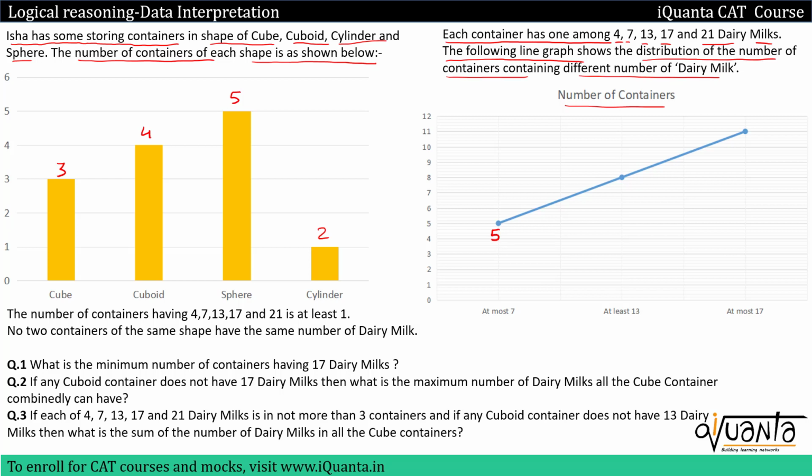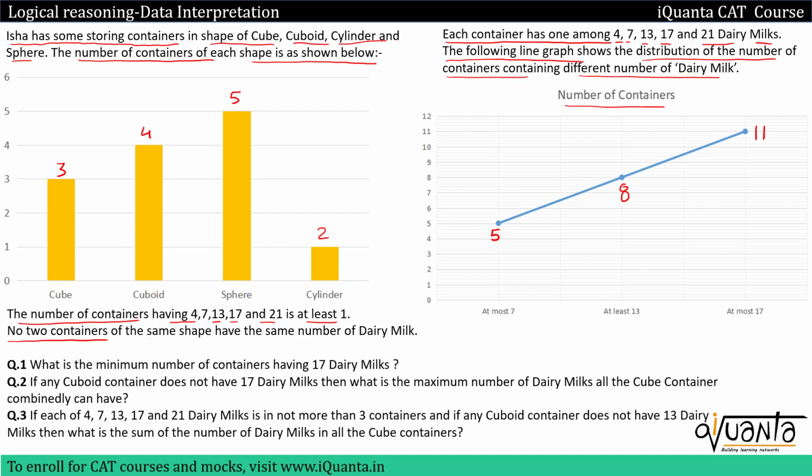So 5 containers have at most 7 dairy milks. Then this is 8. So 8 containers have at least 13 dairy milks. At last, this is 11. So 11 containers have at most 17 dairy milks. After that, the number of containers having 4, 7, 13, 17 and 21 is at least 1. So every container will have one among these many dairy milks.